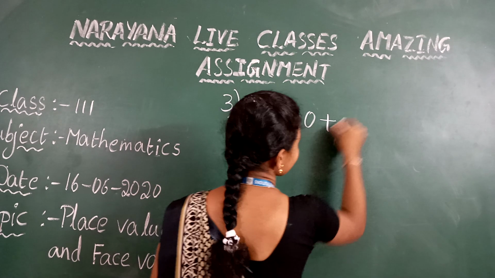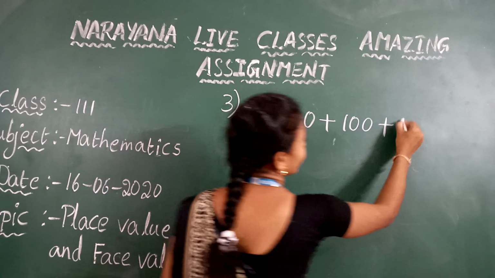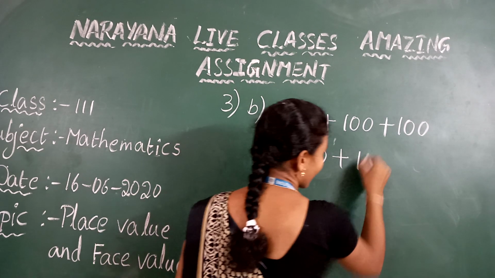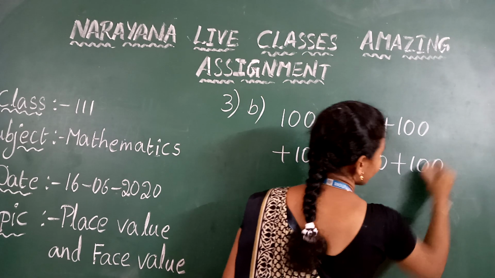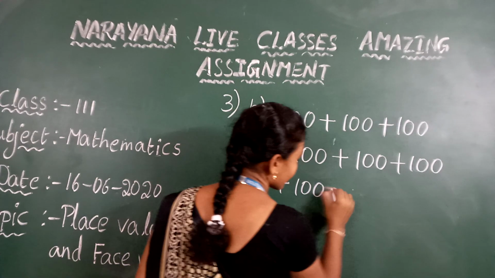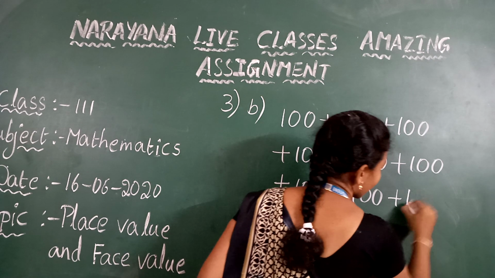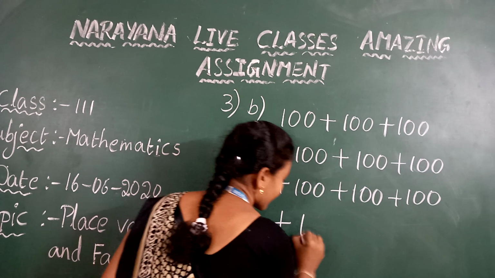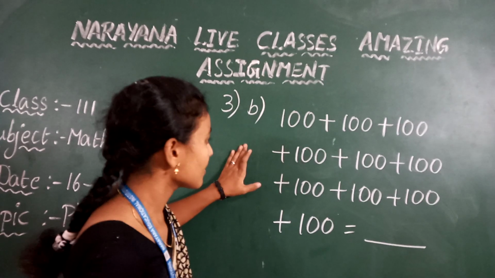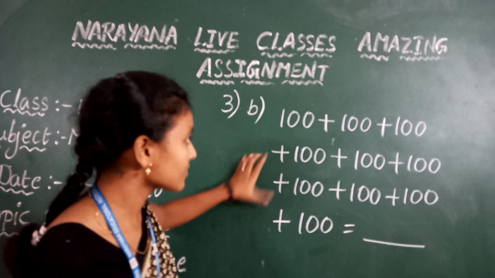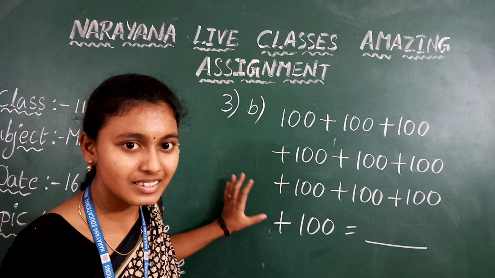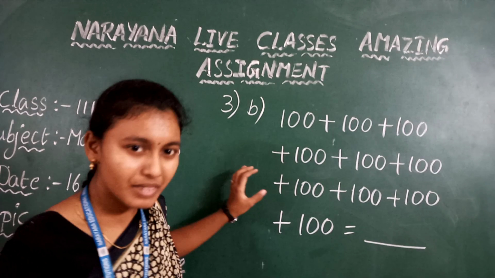100 plus 100 plus 100 plus 100 plus 100 plus 100. 1, 2, 3, 4, 5, 6, 7, 8, 9 and 10 is equal to dash. So here it is an addition. Plus 100 plus 100 plus 100 was given, no? So now we have to add all these hundreds, right? So it is some difficulty, right?